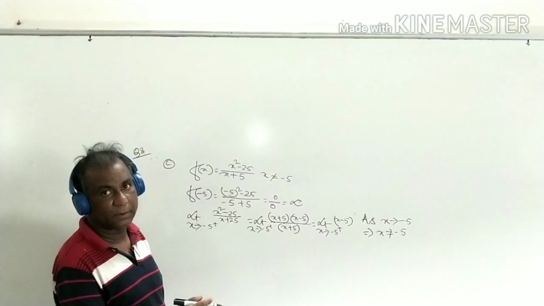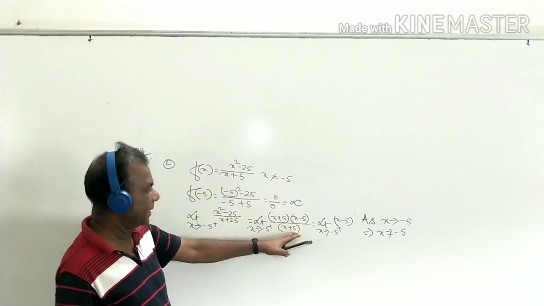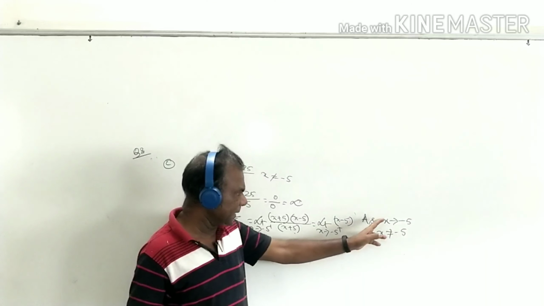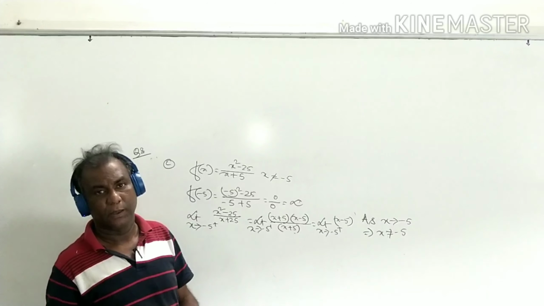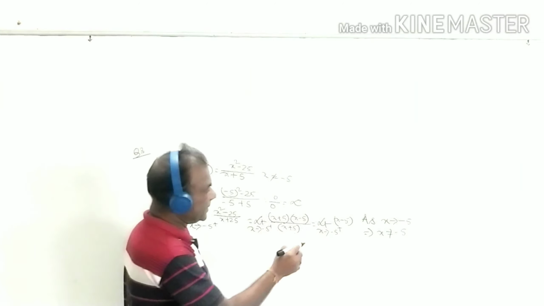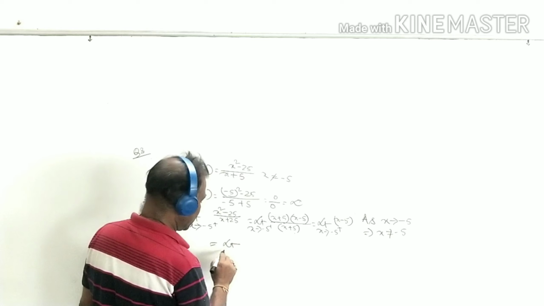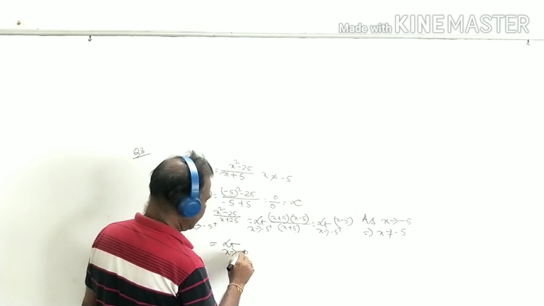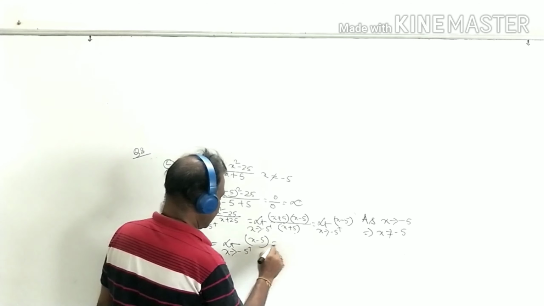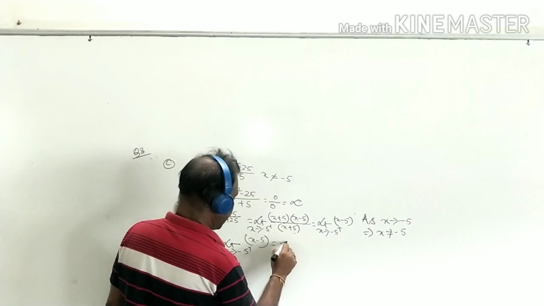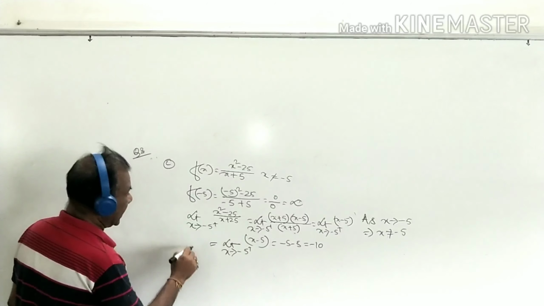0 by 0 is not defined. So why can we cancel x plus 5? x plus 5 tends to 0 but is not 0. That's why you can cancel it. So what is the remaining? x minus 5. So limit x tends to minus 5 plus of x minus 5 will be minus 5 minus 5, which equals minus 10. It is the right hand limit.